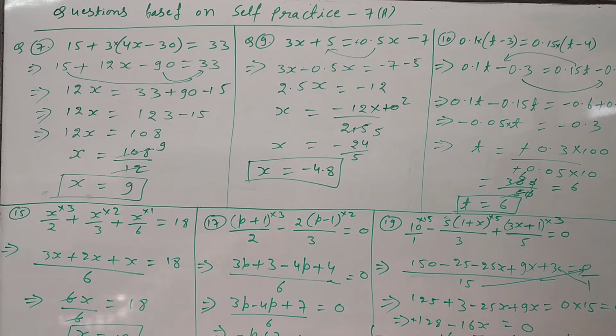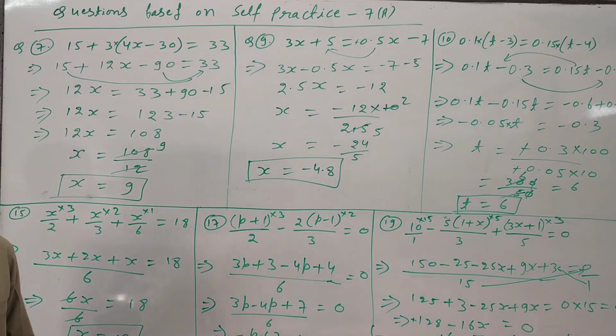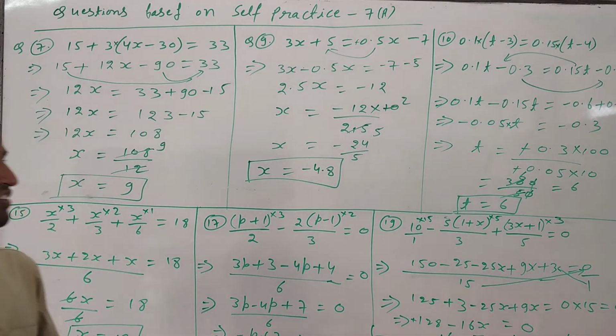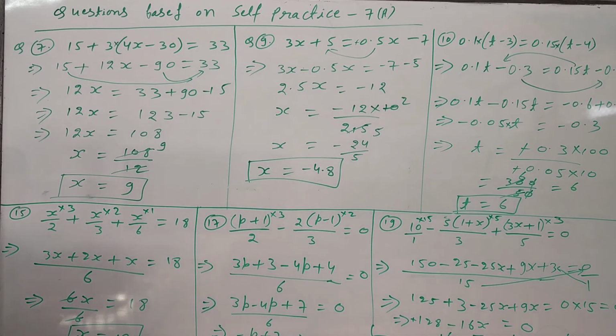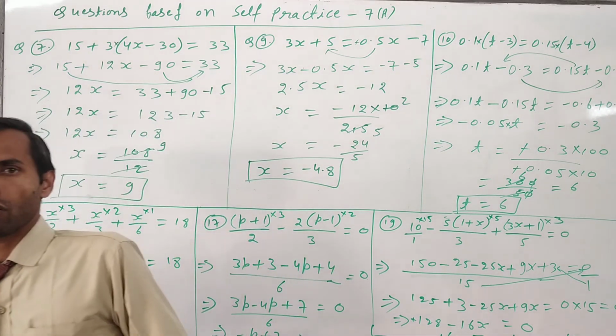Question number 19. So whatever I have left, just try yourself. Okay, just use the same method. There will be no different method. Be careful with the sign. We are doing cross multiplication and so on. Just do the correct method. Okay, that's all.